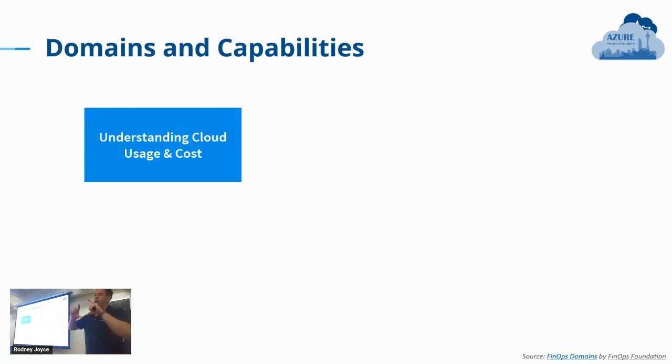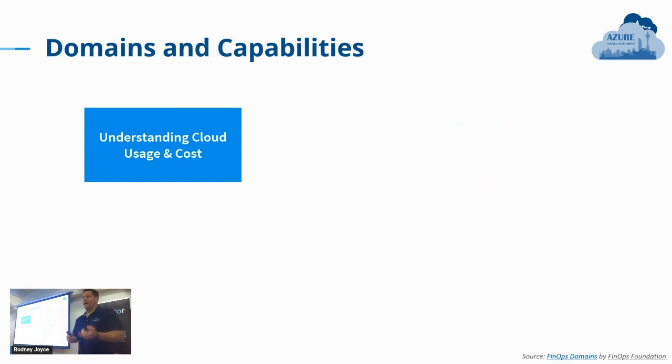Okay, so the FinOps framework is divided into six domains. And in each domain, there's 1 to 5 or so capabilities. I'm not going to go into too much detail on this because it's fairly in depth. If you want to learn more, I encourage you to go to finops.org/framework. I'll give you a very brief overview of these.